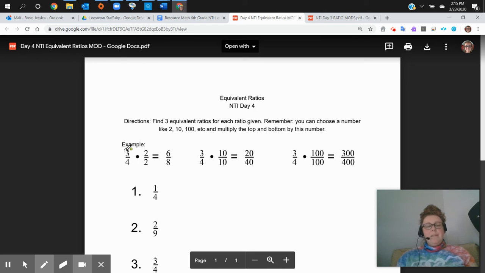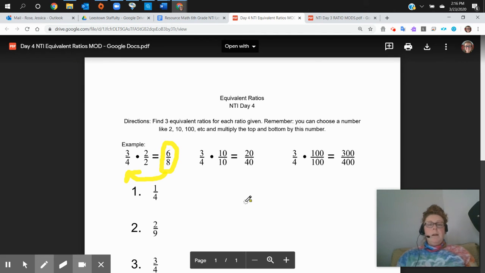Okay, and let's go back to our example. So we said 3 times 2 is 6. 4 times 2 is 8. So our new equivalent ratio that we just created is 6 over 8. This is one of our answers here. And if we were to simplify 6 over 8, it would bring us right back to 3 over 4. That's why they're equal numbers.